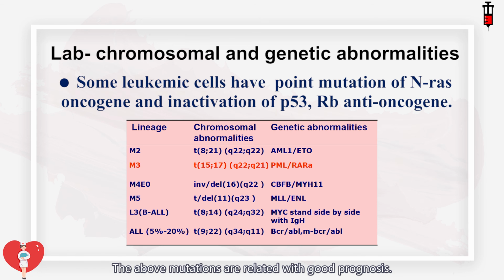The above mutations are related with good prognosis. Translocation between chromosome 9 and 22 is found in 5 to 20% of ALL patients. That will lead to the BCR-ABL fusion gene. This mutation means bad prognosis.